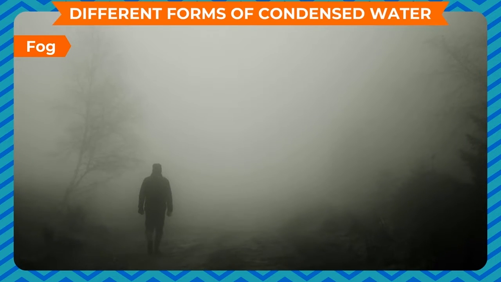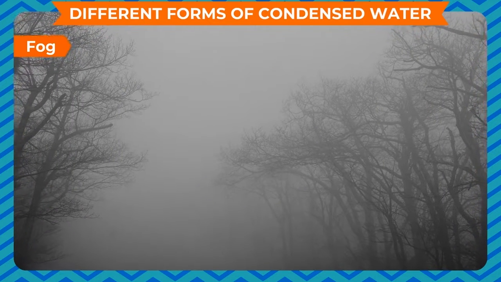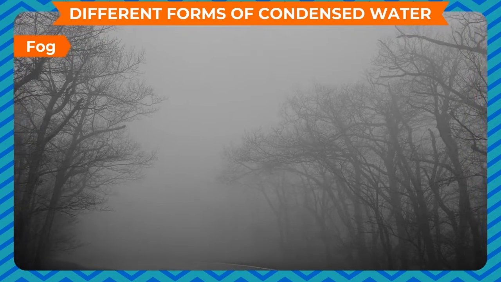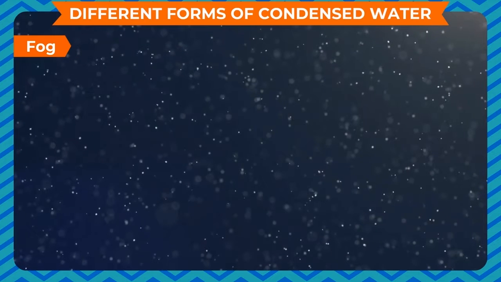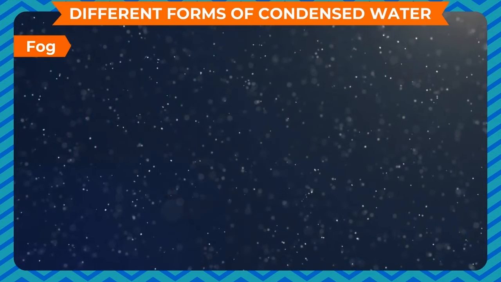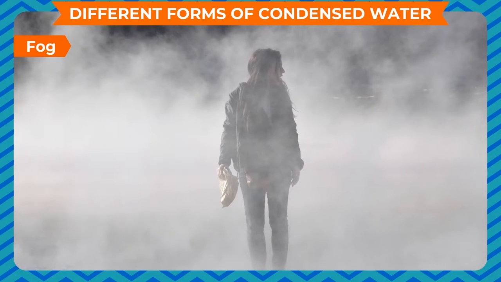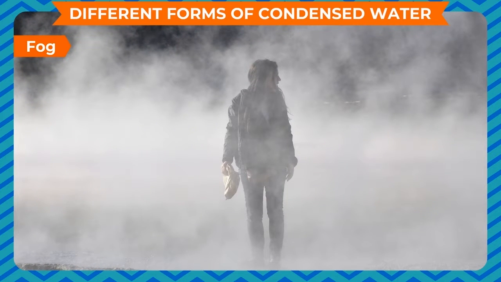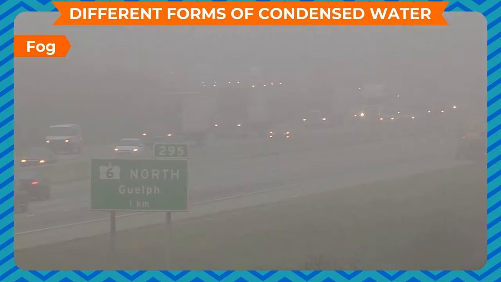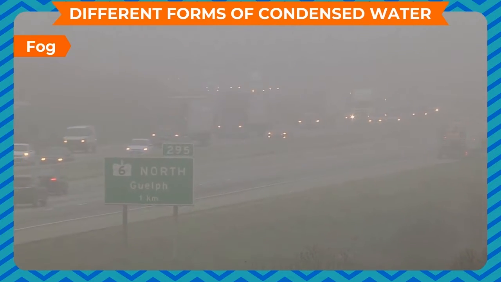Fog. When water vapor present in the air condenses and settles on the dust particles present in the air close to the ground, fog is formed. Fog is seen close to the ground. Sometimes fog is so dense that we cannot see beyond a few meters.